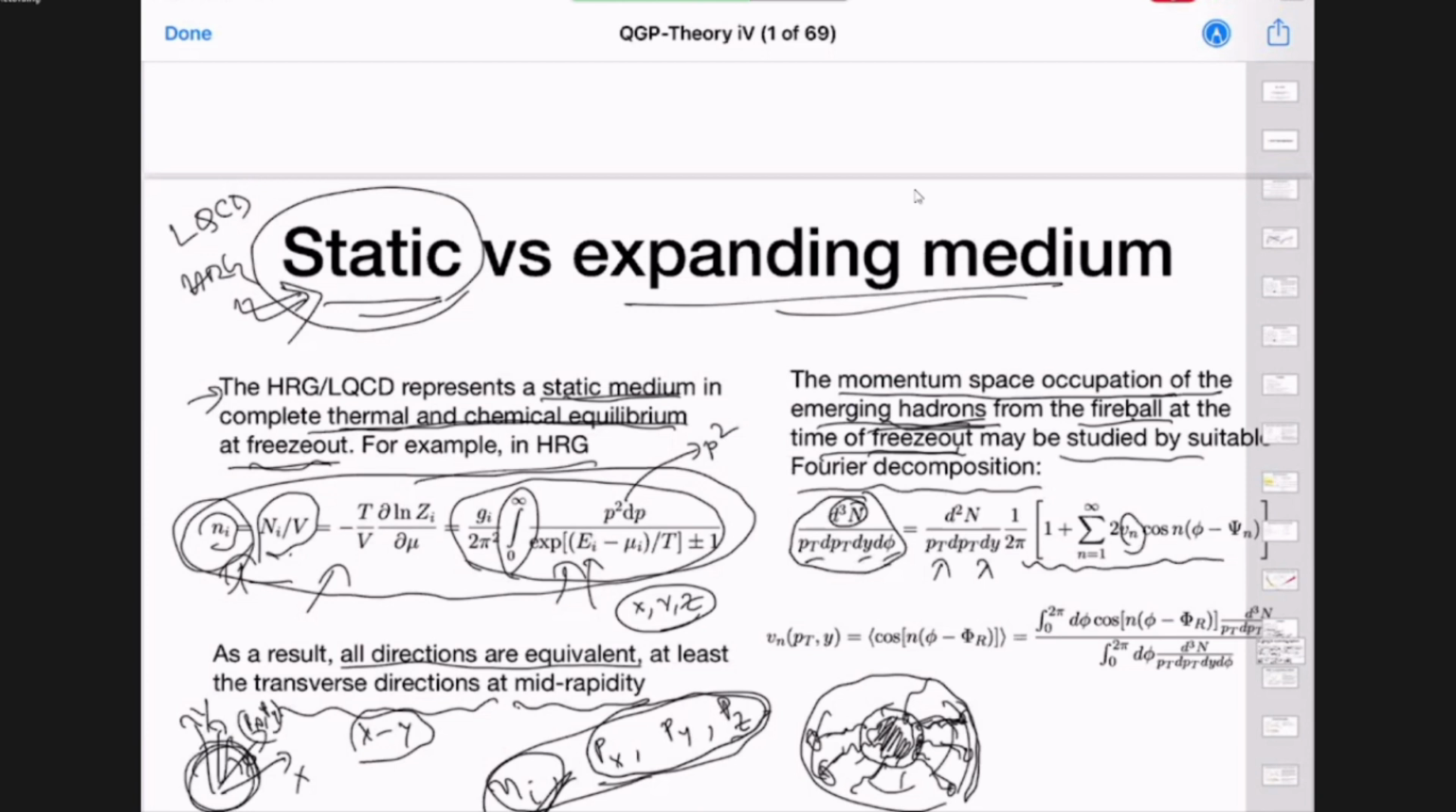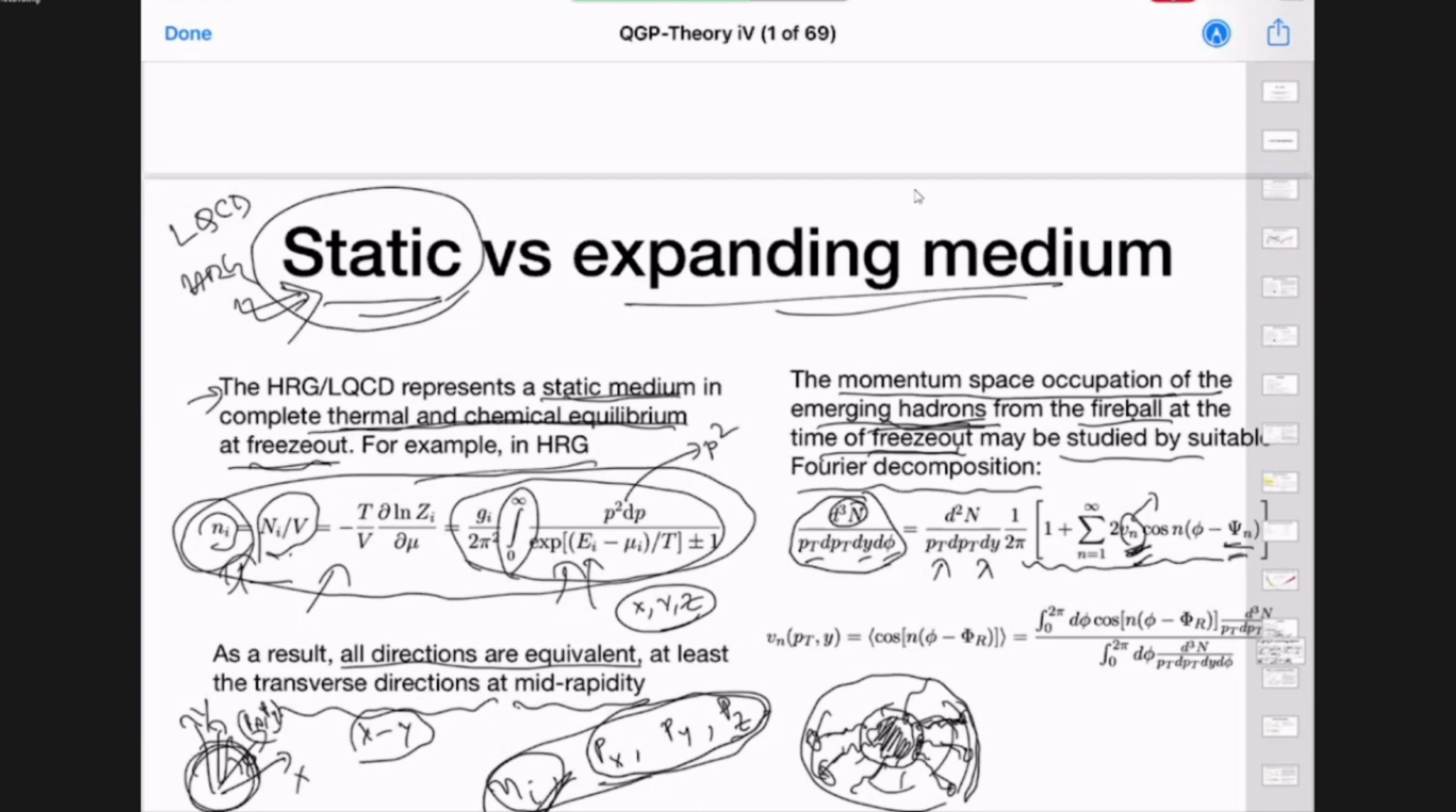When you do that, you have these different Fourier expansion coefficients, the vn's, and they characterize this azimuthal dependence. In the most general case, you will have these coefficients as well as these angles, the psi n's. I will come to precisely this vn and psi n a little later. For now, let's just focus on the fact that you have these coefficients.